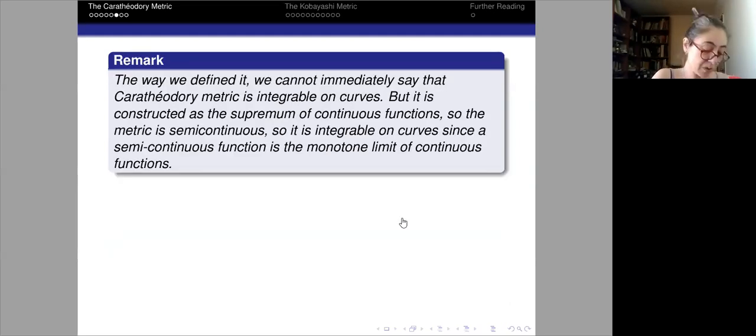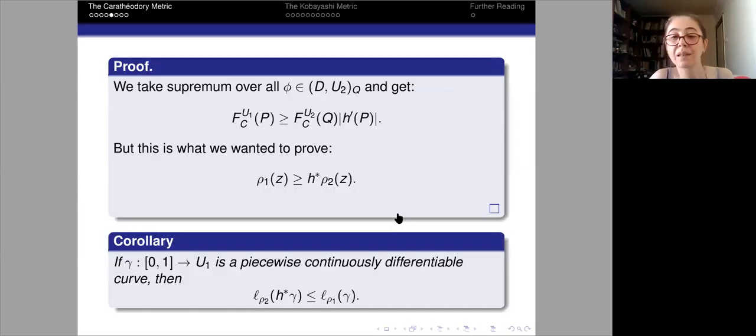Now, we have to say this at this point. The way we defined the metric, it's not immediately possible to say that it is integrable on the curves. But it is constructed as a supremum of continuous functions. So this means that the metric is not continuous, but semi-continuous. So it is integrable on curves because a semi-continuous function is the monotone limit of continuous functions. So we can state this corollary.